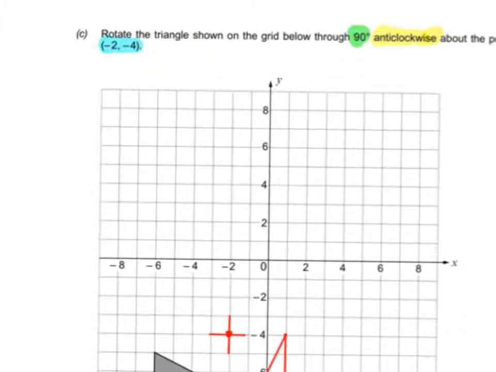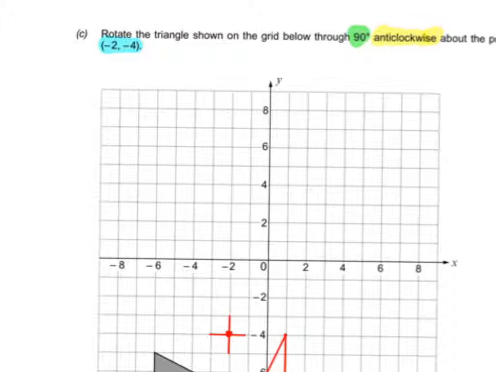Now, something I always do is, where that point is, I draw a crosshair. The reason why I do that is this is split into 90 degrees, 180 degrees, 270 degrees, and 360 degrees. Definitely something that's worth doing. It always makes it very easy to do this question if you draw that crosshair.